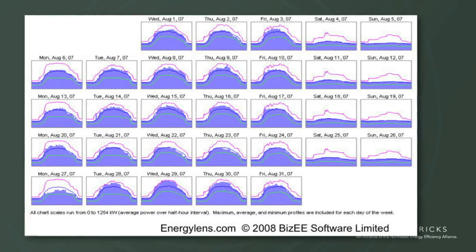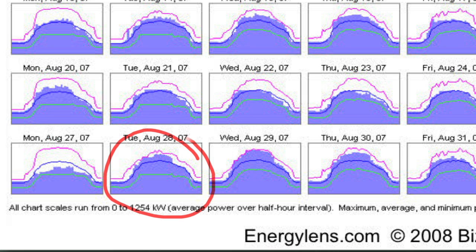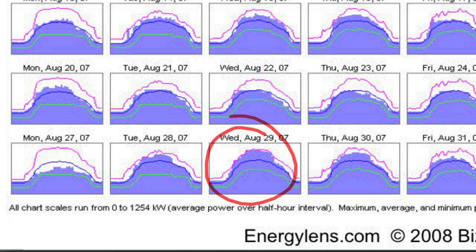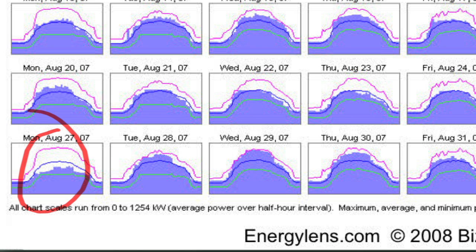So in this example, you can look at Tuesday, August 28th, and see that it exceeded the average day for most of the time during this period of time. Same thing with Wednesday. You can see that this is a lot higher energy use than the average. On Monday, August 27th, you can see that the energy usage is quite a bit lower than the average.